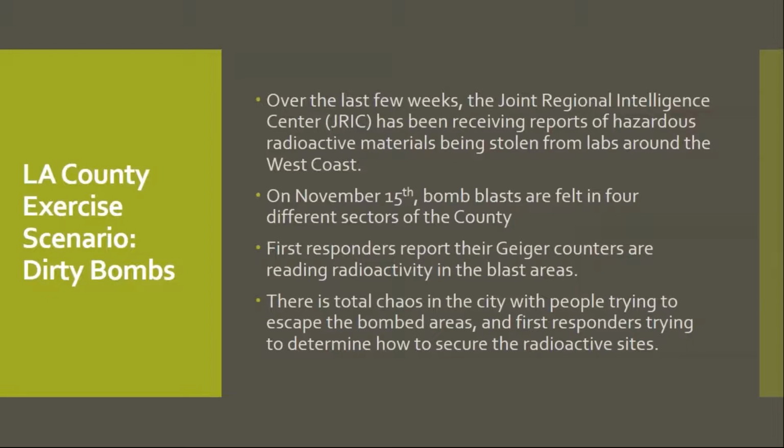Okay, so this is just a brief overview of what the scenario for the Dirty Bomb terrorist incident will be. The scenario will start out and slowly build actually. Over the last few weeks, the Joint Regional Intelligence Center has been receiving reports of radioactive materials being stolen from different locations along the West Coast. And then on November 15th, which is the date of the exercise, bomb blasts are felt in different sectors of the county. First responders report that their Geiger counters, those little gadgets that count the gamma rays, are reading radioactivity in the blast areas. And then there's total chaos in the city with people trying to escape the bombed areas and first responders trying to secure the radioactive sites.